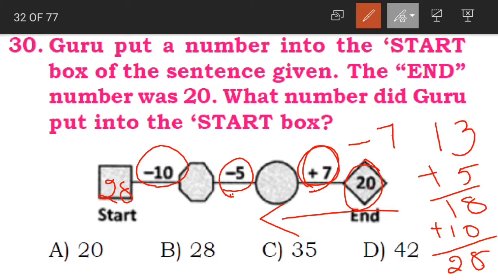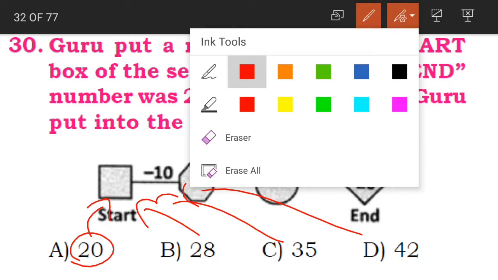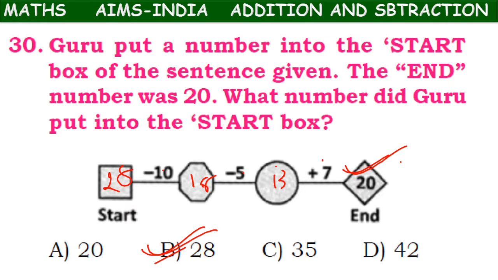Now the other method of solving is trial and error. As I said, take every option and see which option gives us the correct answer. If I take 20, 20 minus 10 is 10. 10 minus 5 is 5. 5 plus 7 becomes 12. So no, option A is our wrong answer. Option B, 28. 28 minus 10, 18. 18 minus 5, 13. 13 plus 7, 20. Yes, 20 is our correct answer. So option B becomes the correct answer.